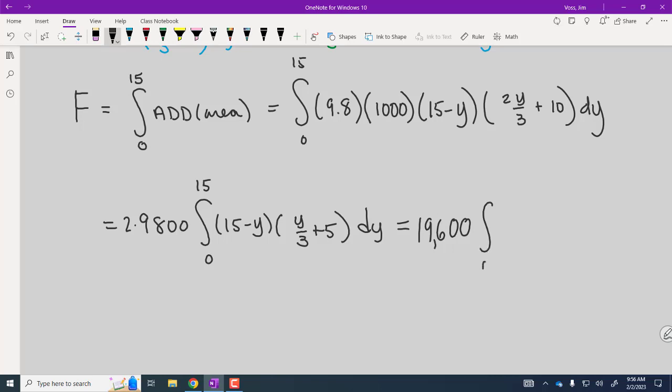And then inside the integral, we'll do our FOILing. Let's write it in descending power, so we're going to have minus y squared over 3, and minus 5y. Do the inner and outer cancel? We have a minus 5y, but then don't we have a plus 5y? The inner and outer are going to cancel. That's convenient. And then the constants, 15 times 5 is 75.